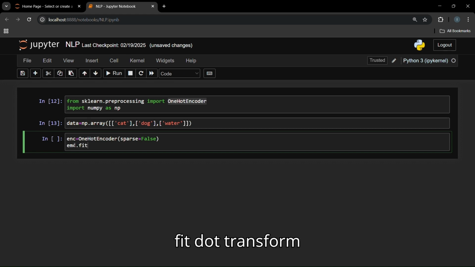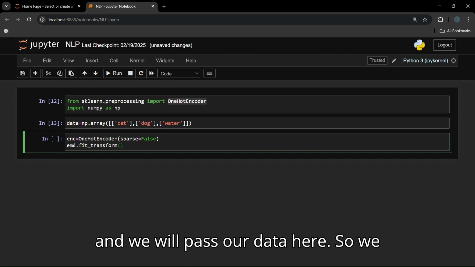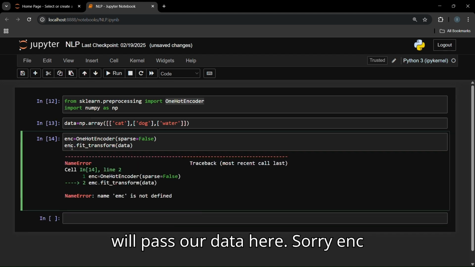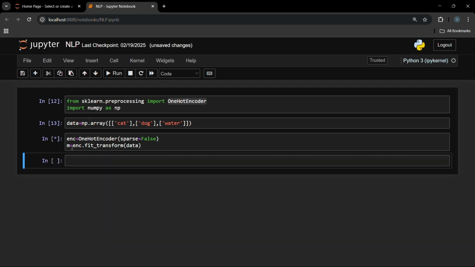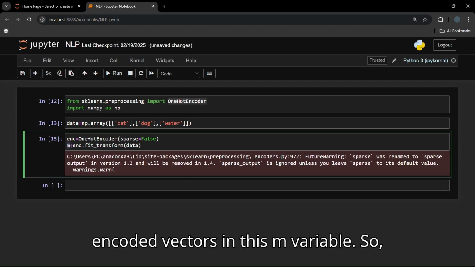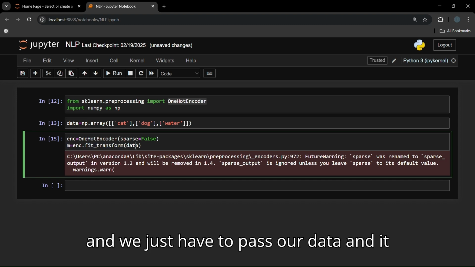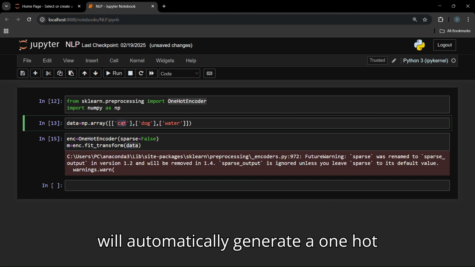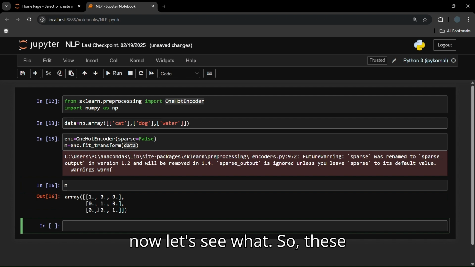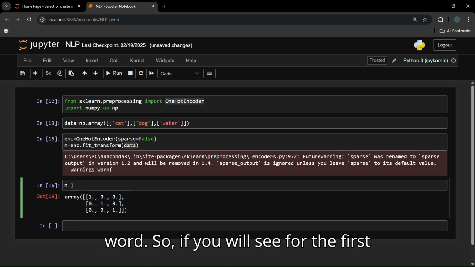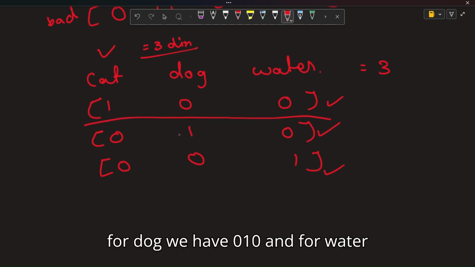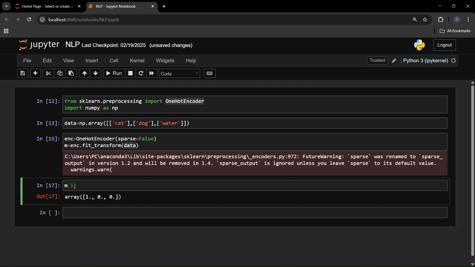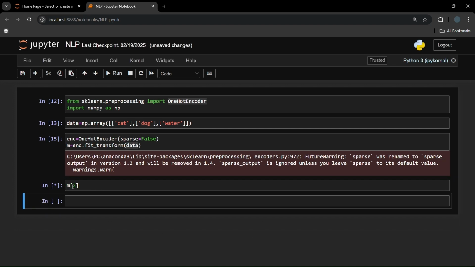We will pass our data here, and we will store the one-hot encodings in the variable m. So now we have stored all the one-hot encoded vectors in this m variable. This is the function called fit transform, and we just have to pass our data, and it will automatically generate a one-hot encoded vector for all these words. So these are the vector representations of the words. If you see, for the first word, this is 1, 0, 0. So this is for cat. For dog we have 0, 1, 0, and for water we have 0, 0, 1.